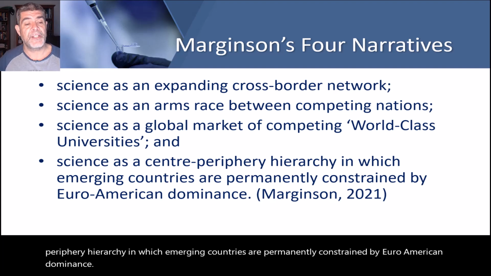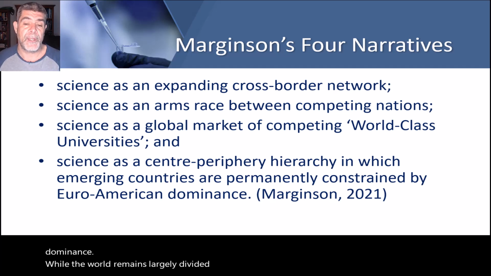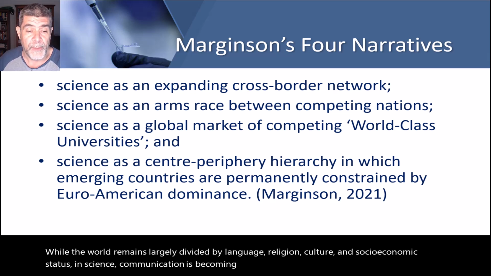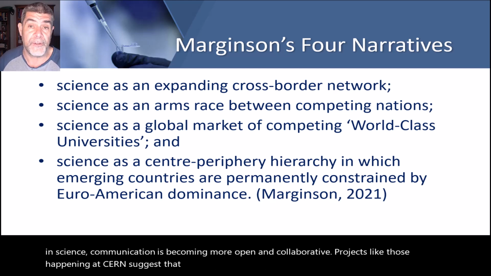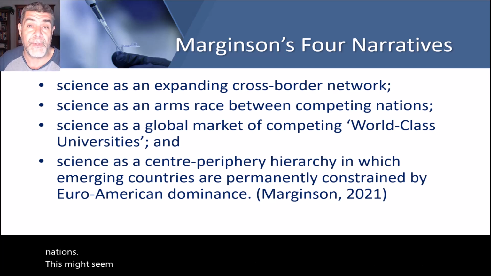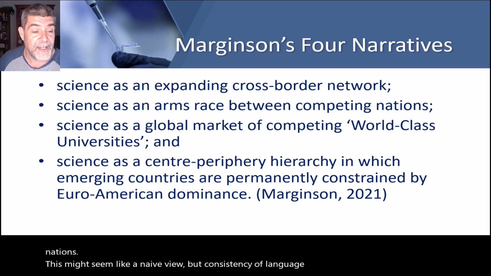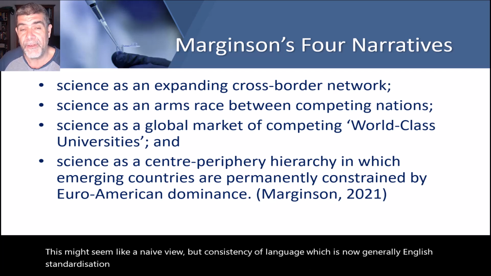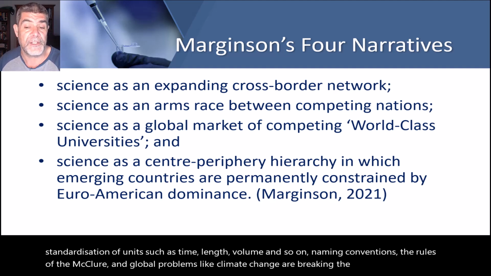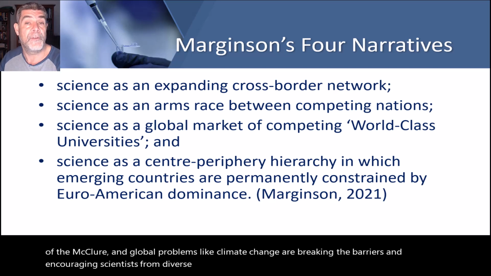Whilst the world remains largely divided by language, religion, culture and socio-economic status, in science, communication is becoming more open and collaborative. Projects like those happening at CERN suggest that scientists are working together for the mutual benefit of all nations. This might seem like a naive view, but consistency of language, which is now generally English, standardization of units such as time, length, volume, and so on, naming conventions, the rules of nomenclature, and global problems like climate change are breaking the barriers and encouraging scientists from diverse backgrounds to work together in the pursuit of solutions.